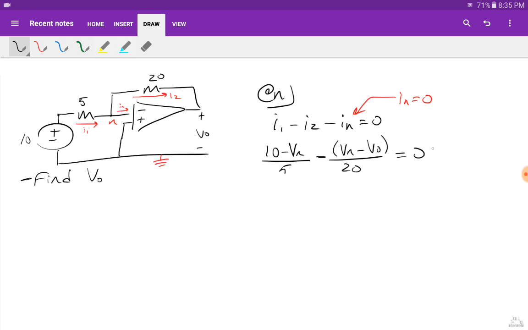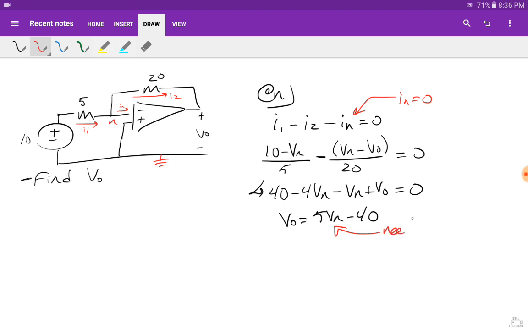This equals 0. So just like how we did in node voltage, we constructed an equation and put that equation in node voltage form. Naturally, I always like to clean it up, so I'm going to clean this equation up really quickly. Multiply everything by 20, I'm going to get 40 minus 4Vn, minus Vn plus V out. Please do not forget to commute that negative, equals 0. Now I have an equation that has V out and Vn in it. Let me just solve for V out really quickly. V out is going to equal 5Vn minus 40. All I need now is my Vn.